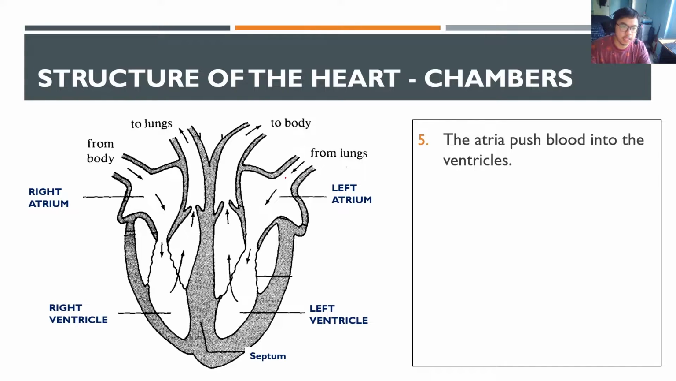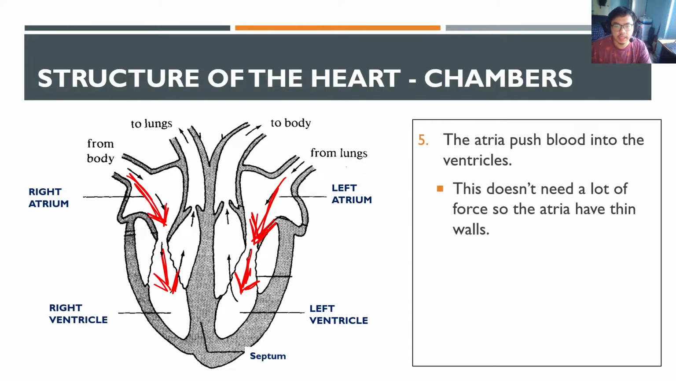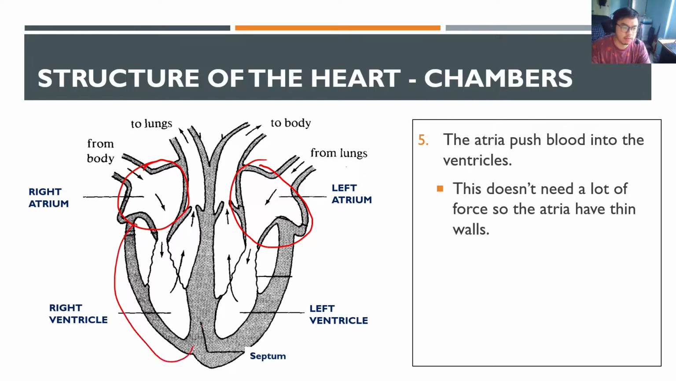The atria push blood into the ventricles. So you can see blood coming from the left atrium goes into the left ventricle. And then blood from the right atrium goes to the right ventricle. This doesn't need a lot of force, so the atria have thin walls. You see the left atrium and the right atrium are smaller and thinner when compared to the right ventricle and the left ventricle.